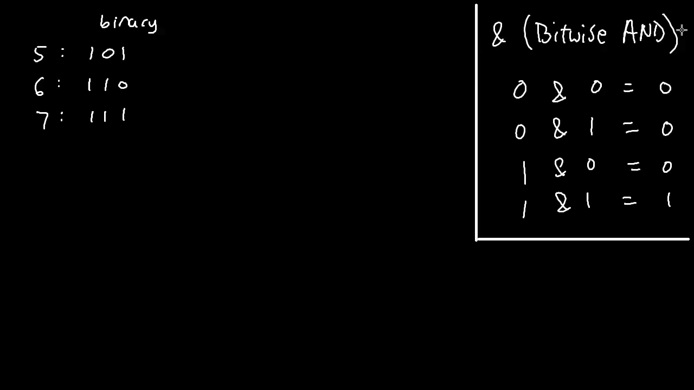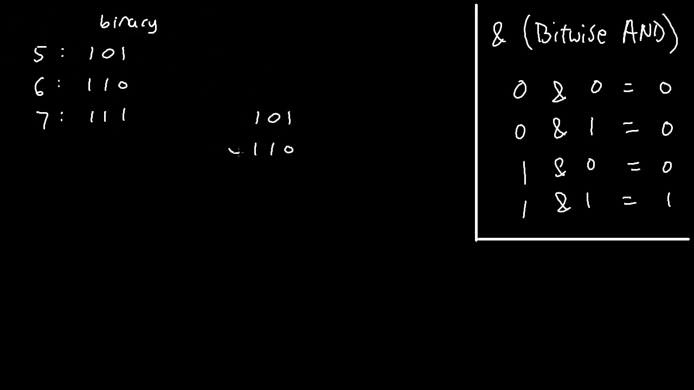So for example, with 5, 6, 7, here is our 5, 6, 7, and here's the binary representation of 5, 6, and 7. And then what we want to do is we just want to AND every number together. So we first AND 5 and 6.